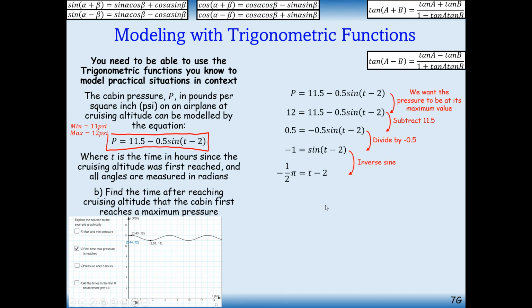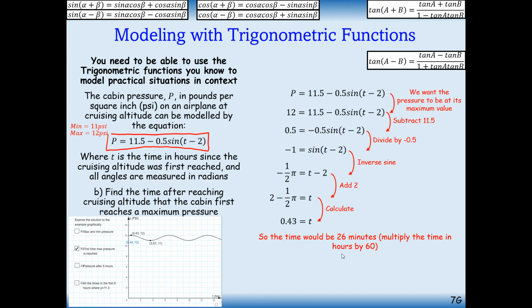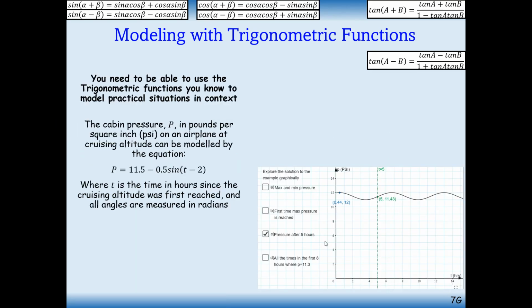Negative pi over 2, right? We're going to add 2 to it, and that would be the first value, the lowest value for t, that will give us the maximum pressure. That time is 0.43 of an hour. Okay, so we take 60 minutes and multiply it by 0.43. 60 times 0.43 will give us 26 minutes, and we can round it to the nearest minute, which is 26. Okay, so let's look at the next part of the question.